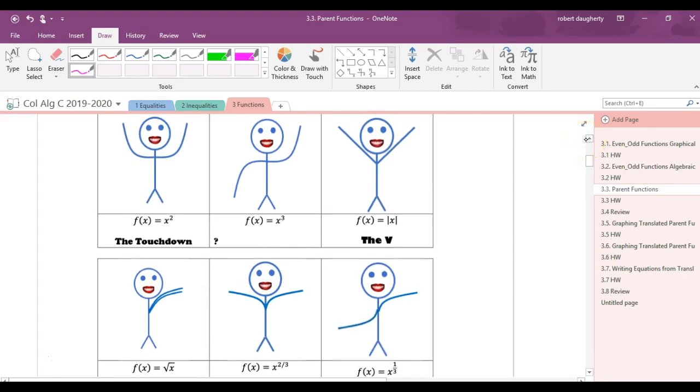X cubed is going to do something like this, and this one up here is going to look like this. Think of it like this: this arm goes up, something like this, maybe like this. I don't know what you want to call that one. You want to call that the Egyptian? Because we've got that one, and then we've got another one that does this. We've got one that does this, and one that does this.